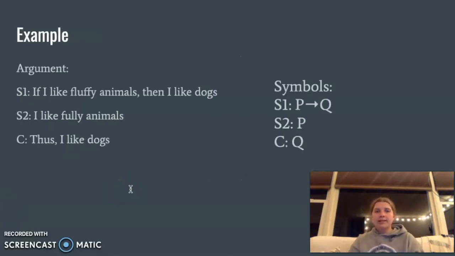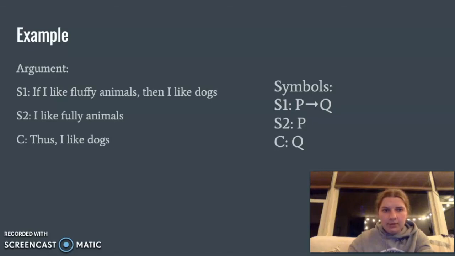Now I'll give my example argument, and I think it'll be a little easier once we have an argument. Then we can create it into symbols, create a truth table, and explain how we can test for equivalence, implications, consistency, and validity after we have the truth tables and can see all the truth values.